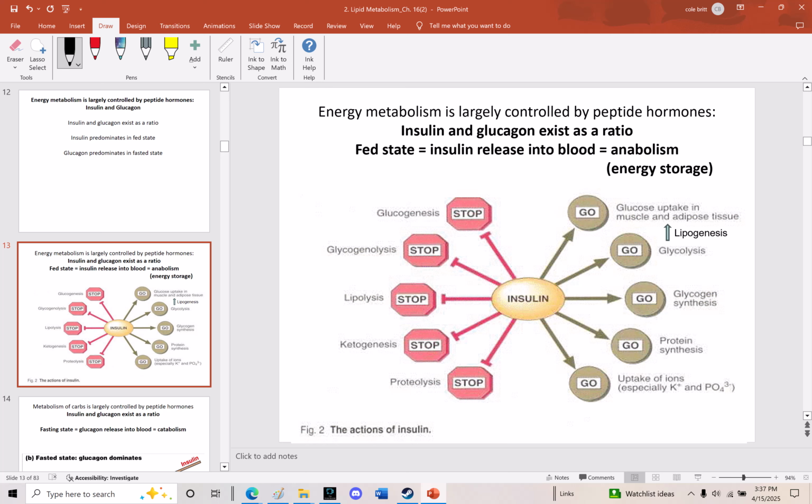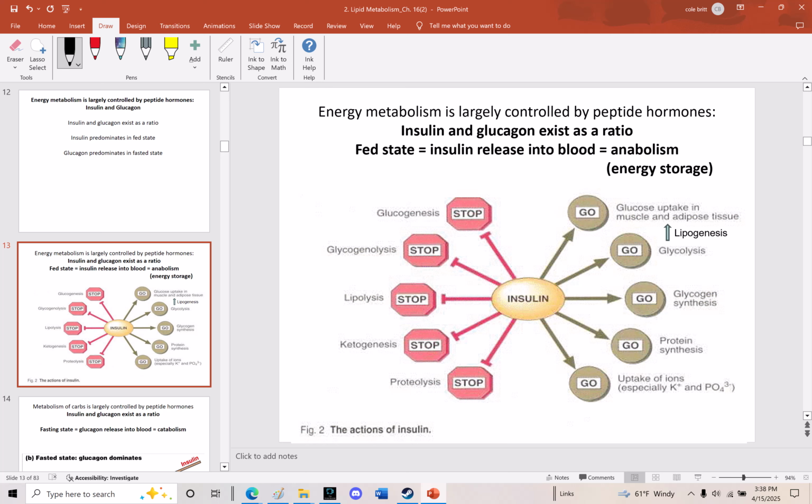So insulin is going to inhibit the pathways that dominate in the fasted state. So it stimulates the pathways that are in the fed state. So these guys are the fed state. And it's going to inhibit the pathways that dominate during the fasted state. And it's the same thing with glucagon. And keep in mind, insulin and glucagon exist as a ratio. It's not one or the other. It's just that one will always be dominating depending on how fed or fasted you are.